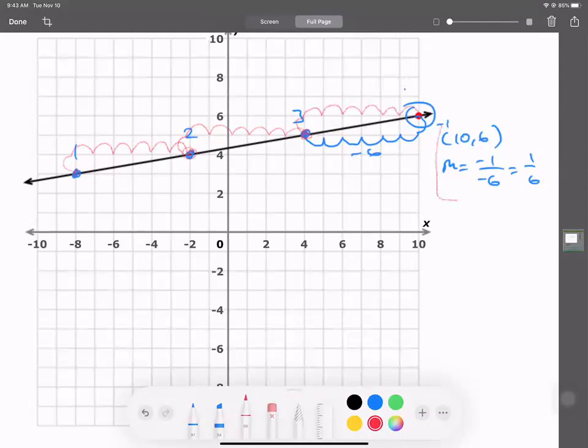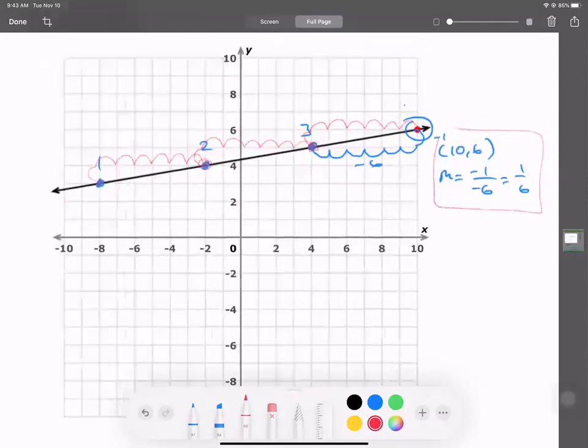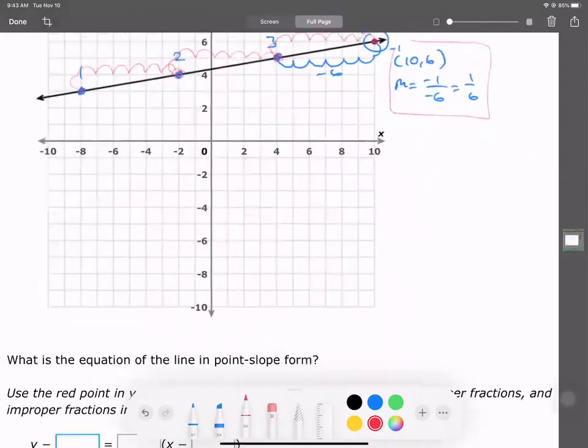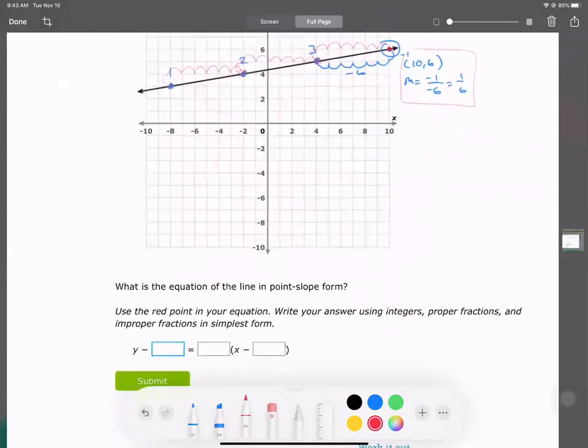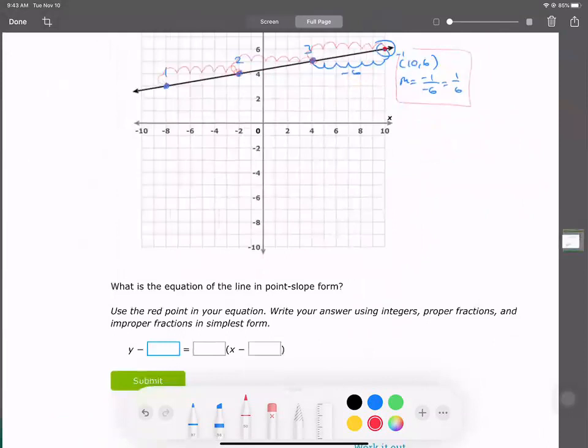So these are the points they want me to use. Let's go ahead and write that in our equation to solve this. They want us to write something in point-slope form. And since I wrote the slope, I know the slope is 1 over 6, positive 1 over 6, because it's simplified. And our y is a 6 and our x is a 10.